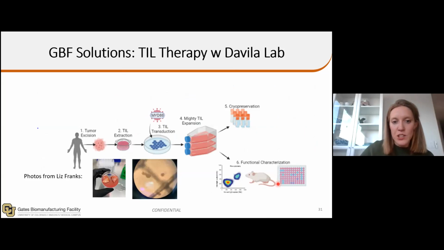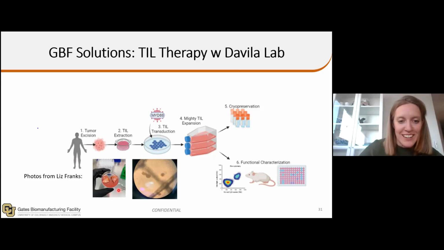And then the final project, the final cell therapy for oncology project, is really run and spearheaded here by Liz Franks in collaboration with the Davila lab. So this is really exciting. It's taking a non-engineered approach of TIL and combining it with engineering. So the idea is that you excise the tumor, and these are tumors that Liz is developing the protocols over in Eduardo's lab. And so these are actual tumors.